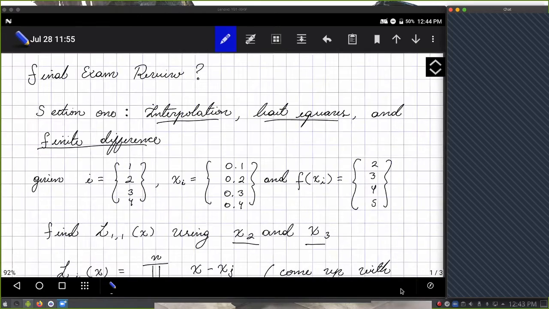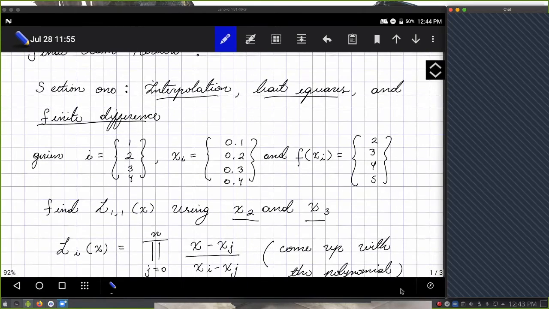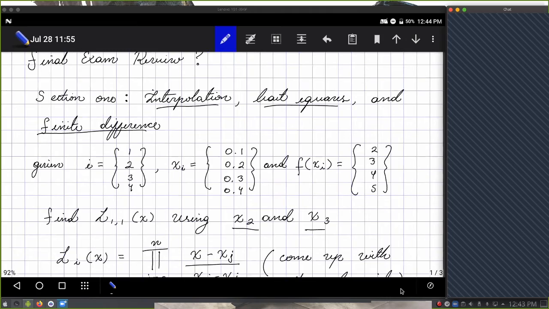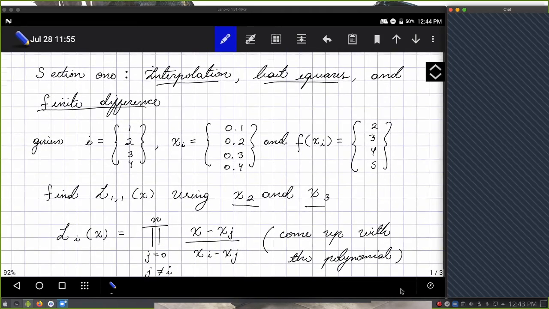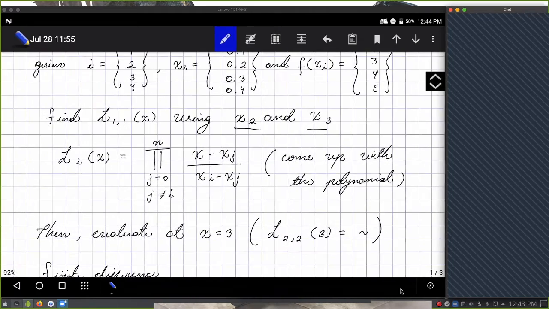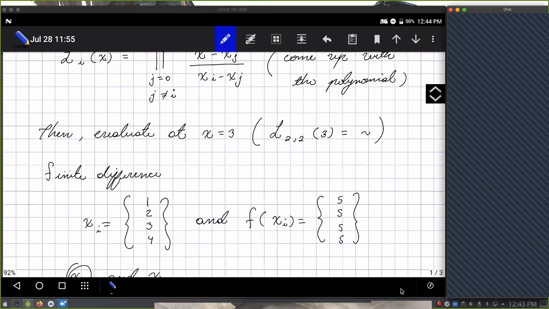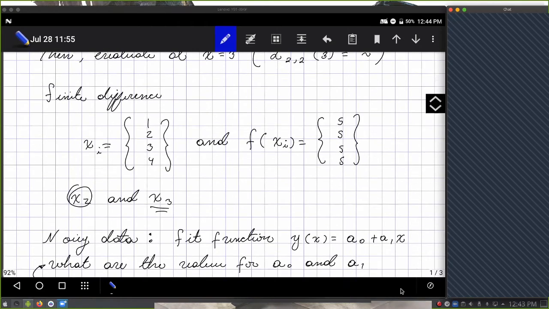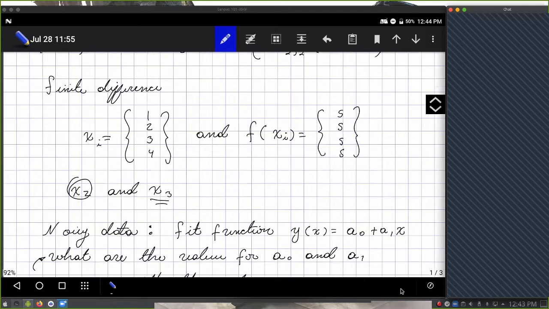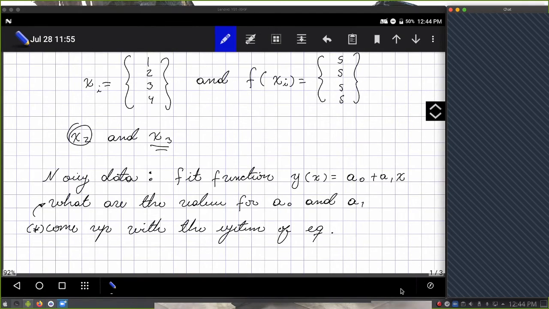But yeah, so the final exam review, again: interpolation, least squares, and finite difference will be section 1. They will give you your data points. You have to know how to find the Lagrange polynomial, how to evaluate the Lagrange polynomial. Then for the clamp condition section, you have to use finite difference to evaluate those first derivatives at those endpoints, at those clamp points. And for this, we're going to use the finite difference method. You can find it on your formula sheet.